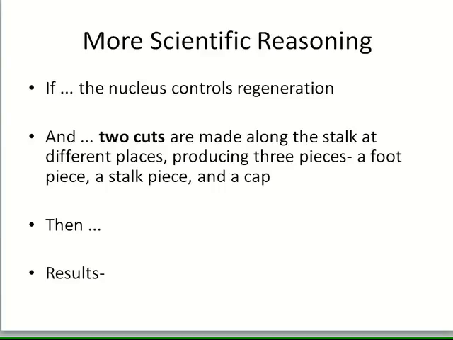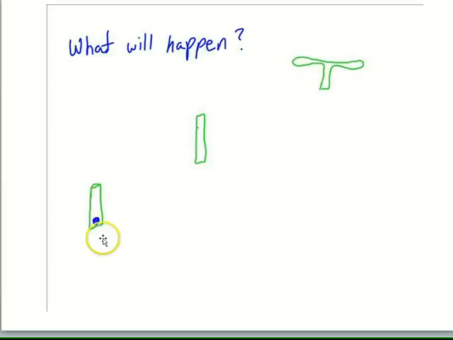Now, Hammerling went on to do another experiment, again testing the hypothesis that the nucleus controls regeneration. But this time, he doesn't make one cut, he makes two cuts. And when you make two cuts, you have something like this. You have a foot piece with a nucleus, you have a stalk piece, and then the cap piece. Well, if we make our predictions, remember just like the single cut experiment, the piece with the nucleus we would predict will regenerate. And with these other two pieces, since they don't have a nucleus, we would predict that they will not regenerate anything.